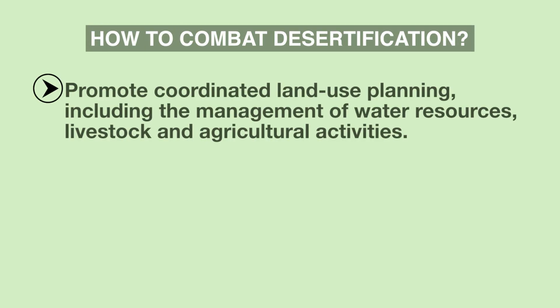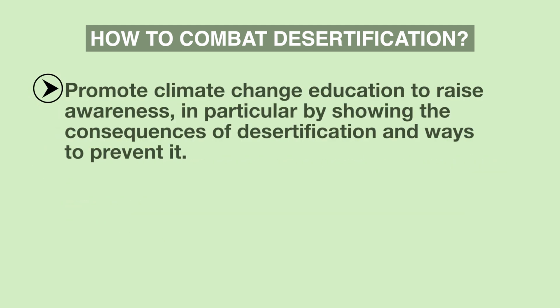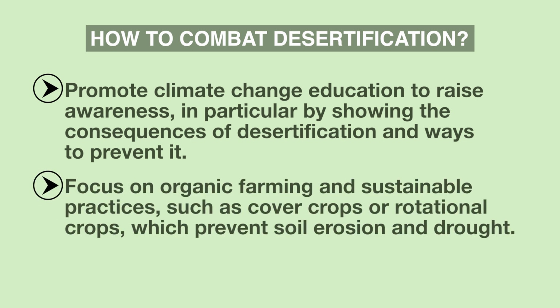So, how do we combat desertification? Promotion of coordinated land use planning, including management of water resources, livestock, and agricultural activities. Preservation of vegetation, which plays a key role in protecting the soil from getting eroded. Promotion of climate change education and raising awareness. We can also focus on sustainable methods like organic farming and crop rotation, which can prevent soil erosion and even drought.